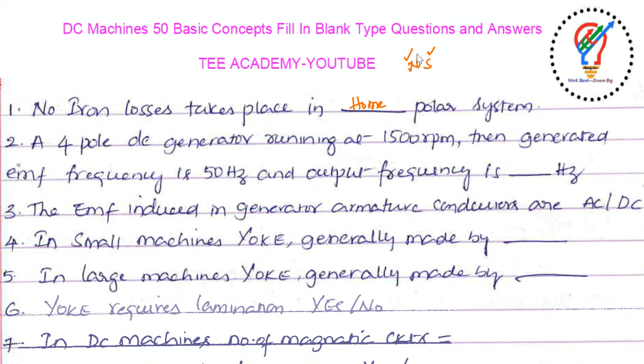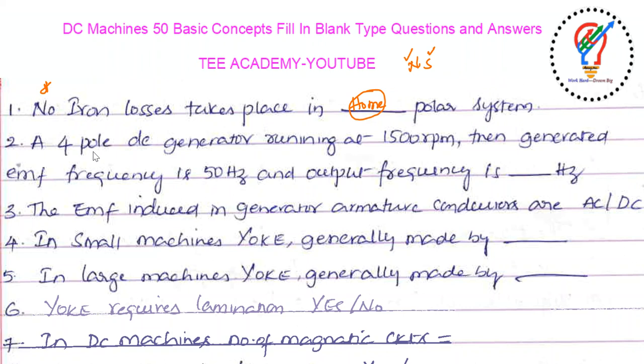That is the reason why, when there is an alternating flux, that is, when both north pole and south pole are there, we have iron losses, but in a homopolar system we don't have any iron losses. So keep this point in your mind. But to avoid the extra cost, we are using the bipolar system. So in the bipolar system we have iron losses.